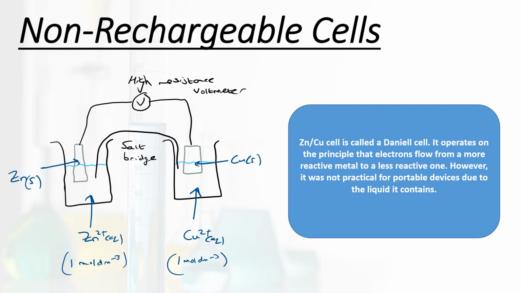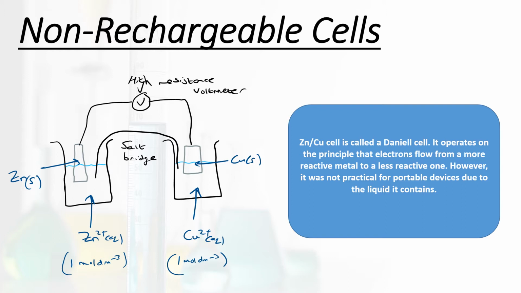that occurs. And so this cell operates on the principles that we've been looking at in the previous videos, that electrons flow from negative to positive. They flow from a more reactive metal to a less reactive metal. And if you double check the electrochemical series, you'll see that the zinc half cell has a more negative potential than the copper half cell. And so therefore our electrons flow from the zinc, which is our anode, to the copper, which is our cathode.